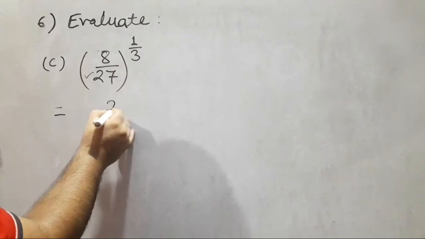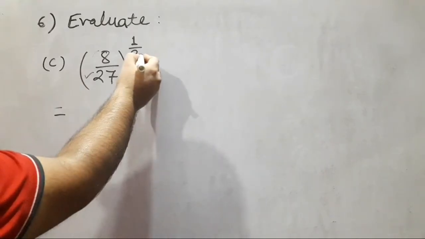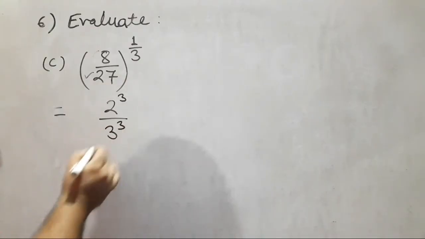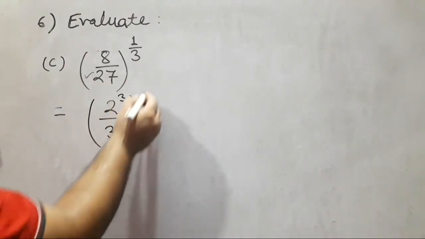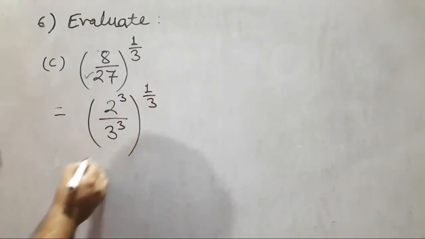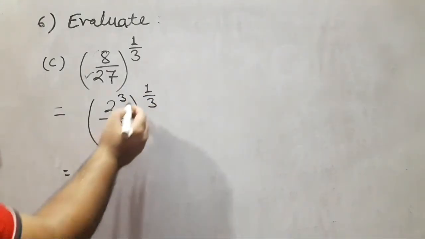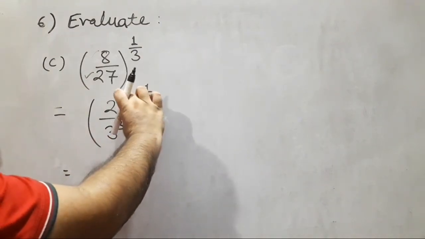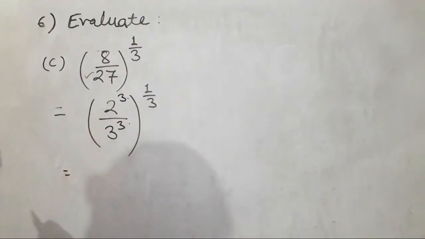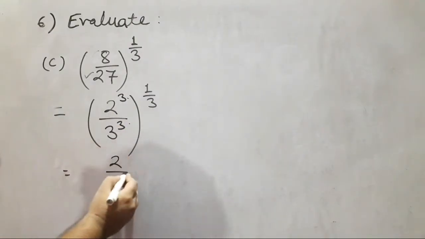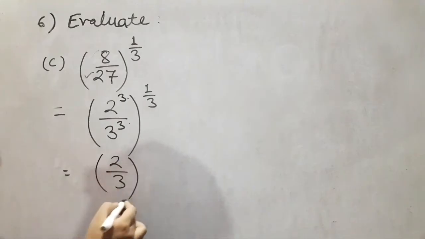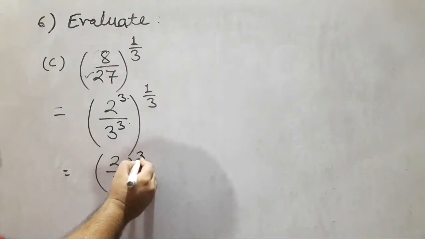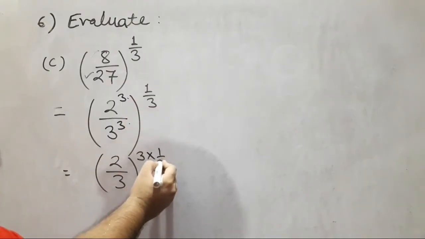So 8 can be written as 2 power 3 because I have to cancel the 3. And 27 can be written as 3 power 3, bracket power 1 by 3. Now we shall take this power 3, the common power, and the common power will go outside and multiply with 1 by 3. So it can be written as 2 by 3 bracket, now power 3 became common, it will go outside and it will multiply 1 by 3.